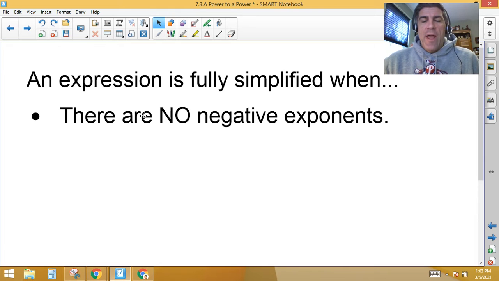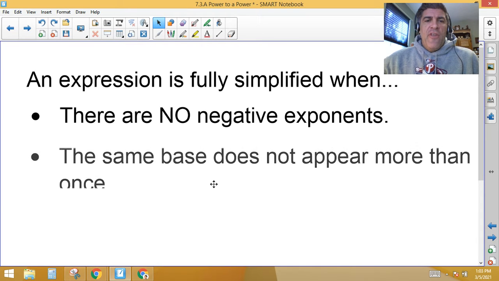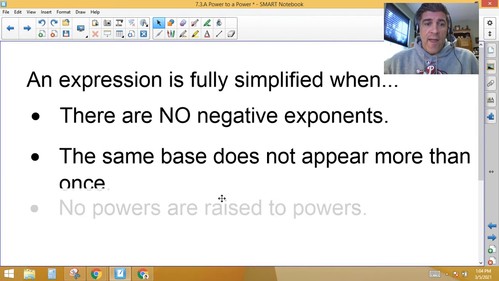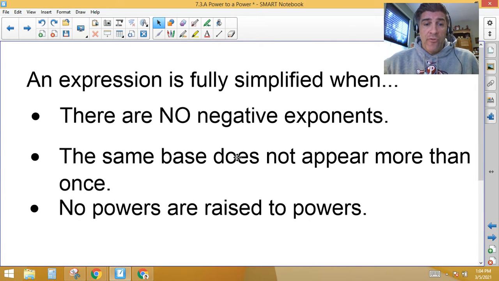First off, there's no negative exponents. So if there's negative exponents, it's not simplified. The same base does not appear more than once, meaning you can't have the same base in multiple places and say it's simplified. You have to figure out what you have to do in order to simplify it. There's no powers raised to powers, which we're going to get into in this lesson.